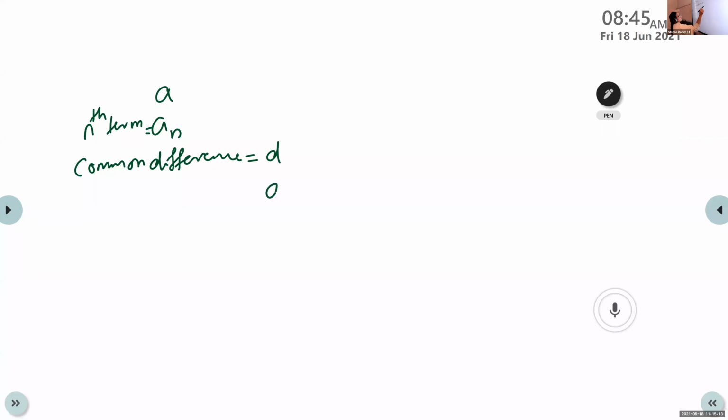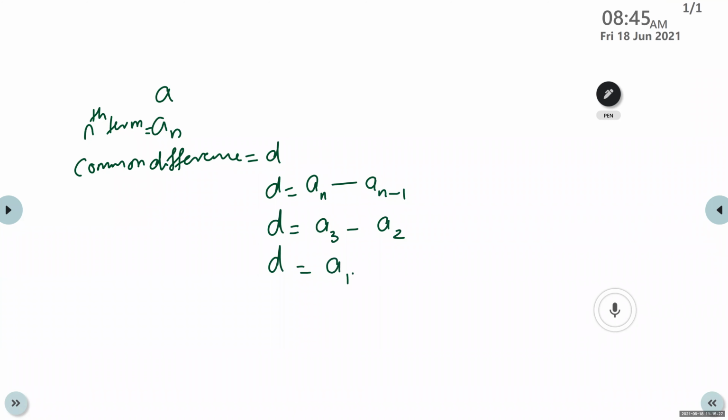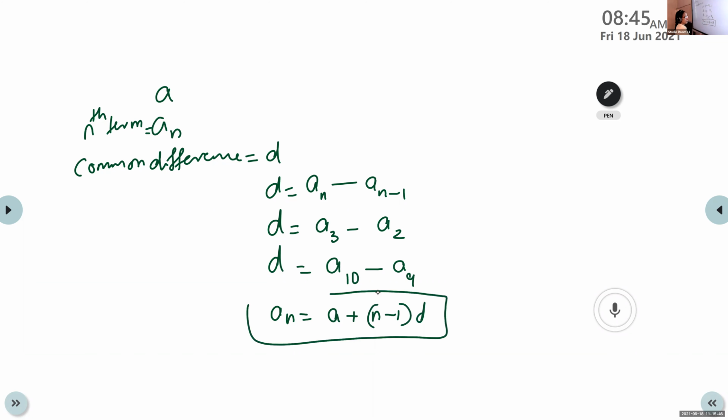And D is obtained by AN minus A(N minus 1), or D can be A3 minus A2, or D can be A10 minus A9. When we subtract A10 minus A9, we will get D. Now, the nth term formula is A plus (N minus 1) into D. This much we have studied last day.